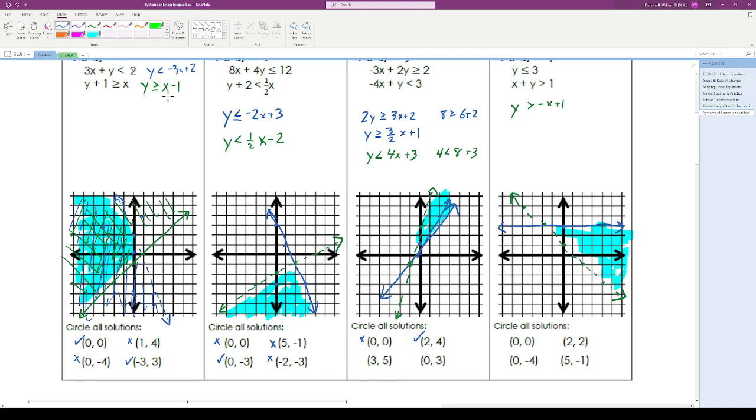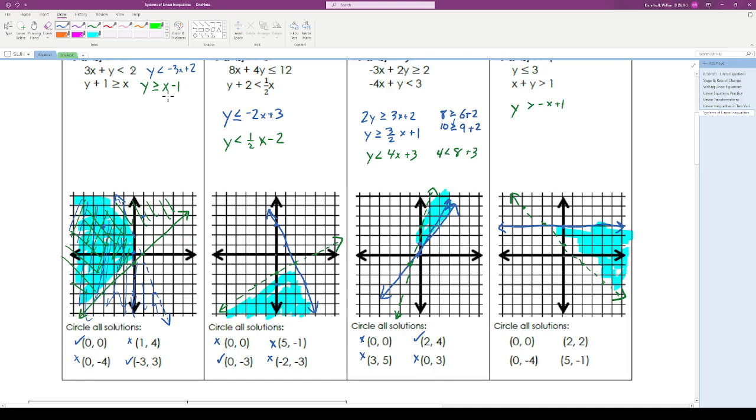Okay, so next point is 3, 5. That one's really hard to tell because of my poor drawing ability on this, so let's plug that one in as well. So 2 times 5 is 10, and we said that's greater than or equal to 3 times 3 is 9 plus 2. So 10 is not greater than or equal to 11, so that is not a valid solution. 0, 3. That one falls right on our green line, and since our green line is dashed, that means it is not part of the green line solution set, so that one's a no.